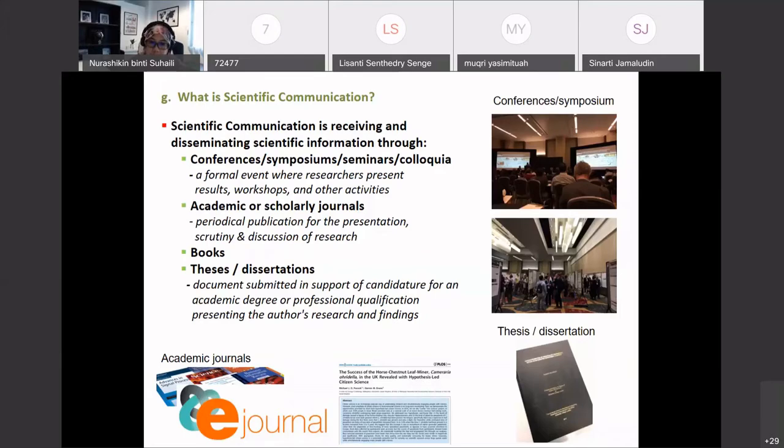It's a formal event where researchers present results, workshops, and other activities. They are events where scientists or researchers present their results and discoveries. Like me, I do research at the lab. If I want to share my results with fellow researchers, I will present them at conferences and symposiums. Normally we present in the form of oral presentation or poster presentation. There are two ways. Oral is you give an oral presentation. For a poster, we prepare a poster, display it, and present it to whoever passes by.